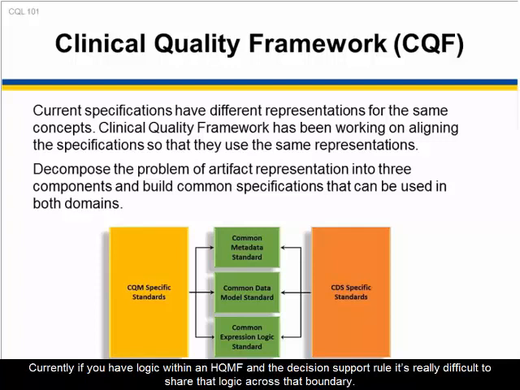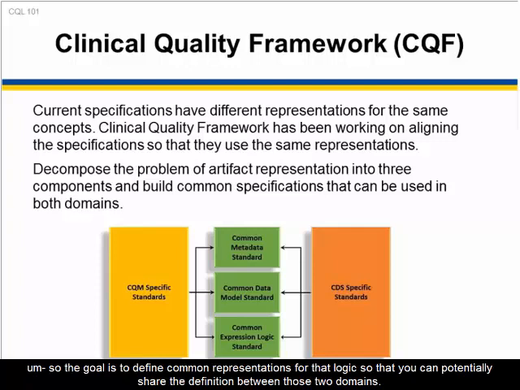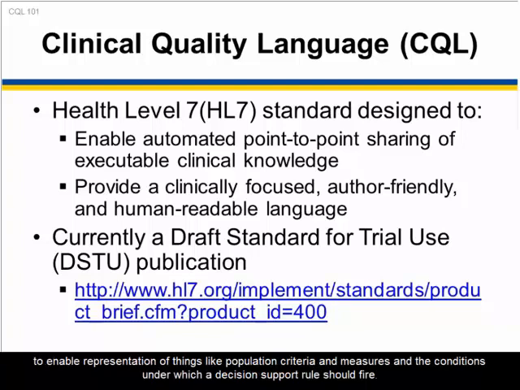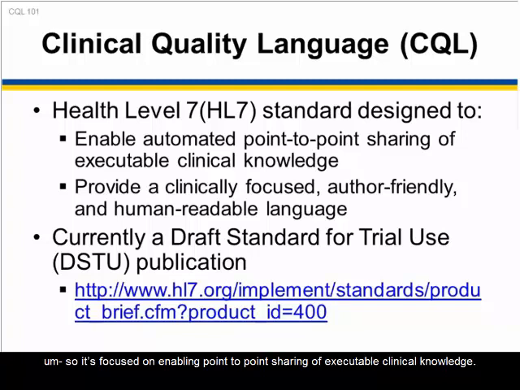Currently, if you have logic within an HQMF and decision support rule, it's really difficult to share that logic across that boundary. So the goal is to define common representations for that logic so that you can potentially share the definition between those two domains. With respect to the logic in particular, clinical quality language is the specification that we've developed to enable representation of things like population criteria and measures and the conditions under which a decision support rule should fire. So it's focused on enabling point-to-point sharing of executable clinical knowledge.